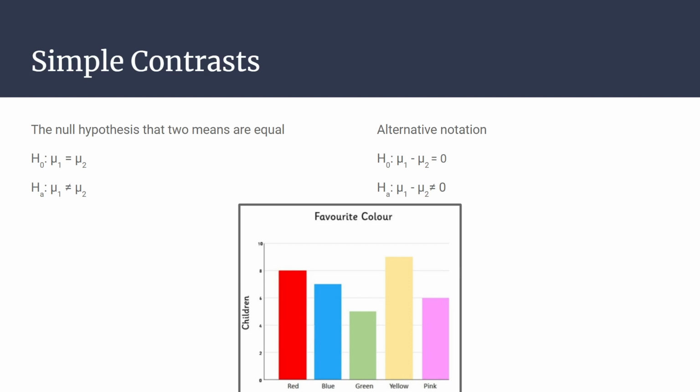The simplest form of contrast would be very similar to what we see in a two-sample t-test, where we're asking, is it true, the null hypothesis, that mu1 equals mu2? Or we could write it a different way with the same meaning, that mu1 minus mu2 equals 0. For example, we could be comparing the prevalence of different favorite colors among children and asking, is green as common as yellow? Is red as common as blue?